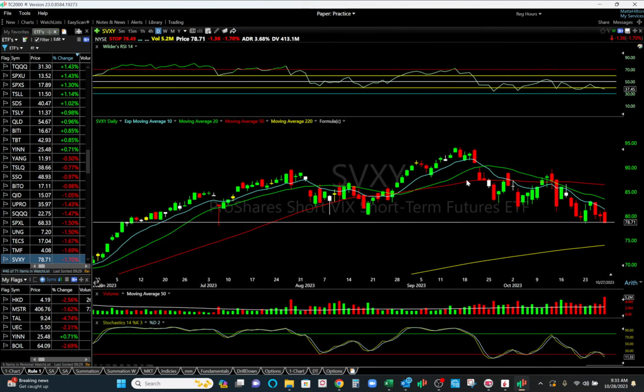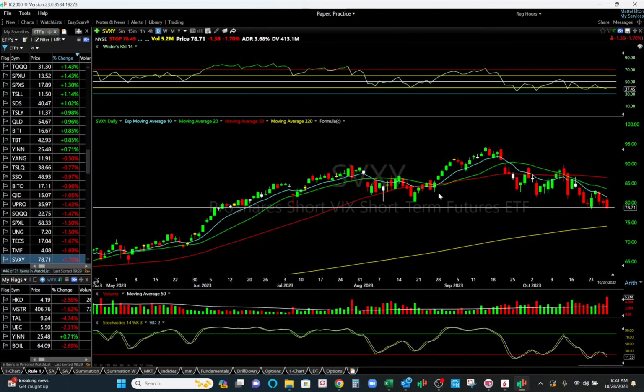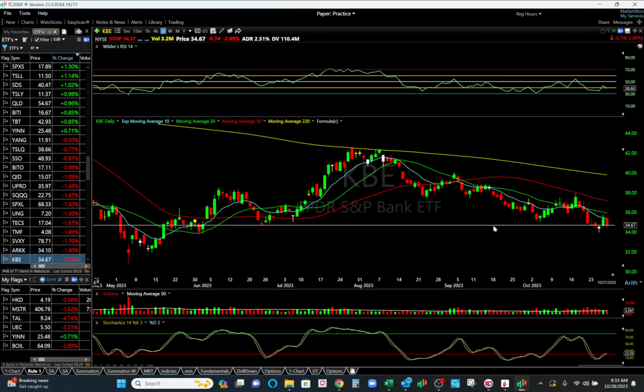This is short VIX or inverse VIX. So when the market goes up, this goes up. And you see the left shoulder, the head, and the right shoulder are right at the neckline. This looks, with big volume, bearish to me. I'm expecting more weakness.